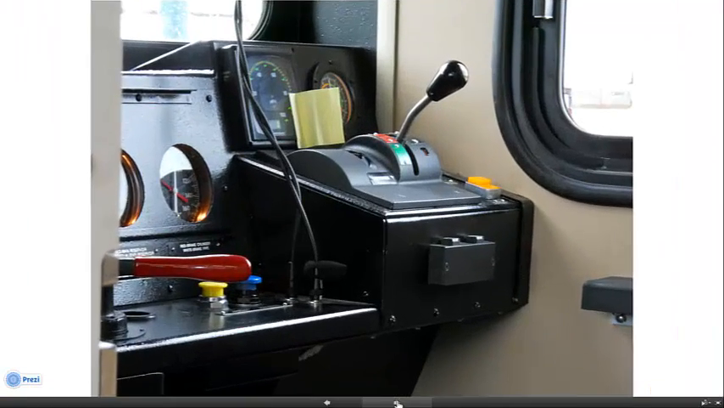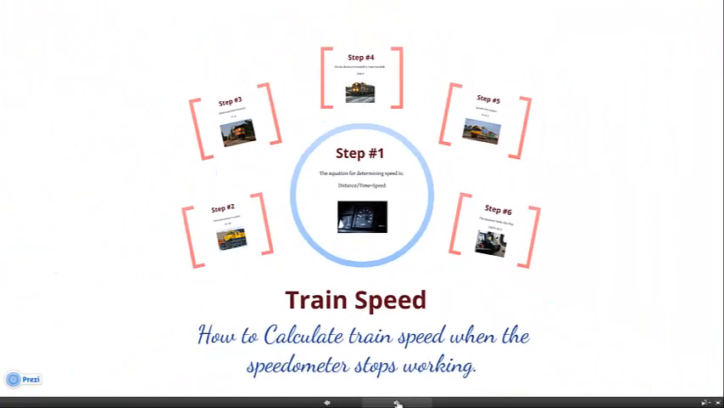Well, that is all for this lesson on how to calculate the speed of a train using distance and time. Now it is time to move on to the next chapter in the manual.